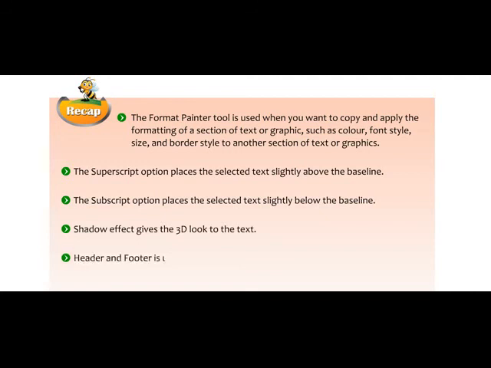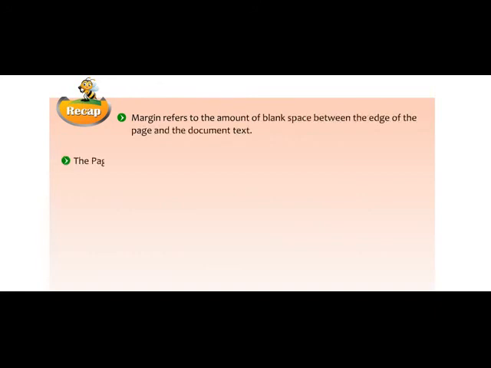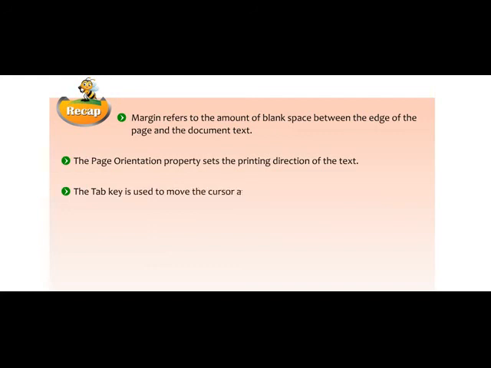Header and footer is used to place some information on top and at the bottom of every page respectively. Margin refers to the amount of blank space between the edge of the page and the document text. The page orientation property sets the printing direction of the text. The Tab key is used to move the cursor at certain spaces in a document. Indentation determines the amount of spacing between the text and the page margins.